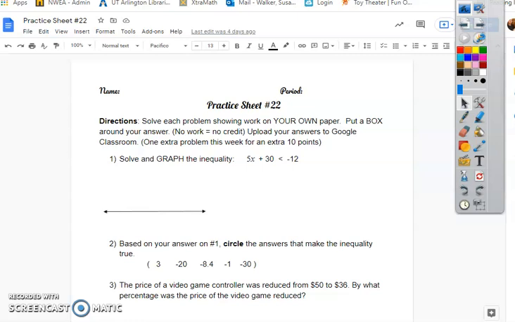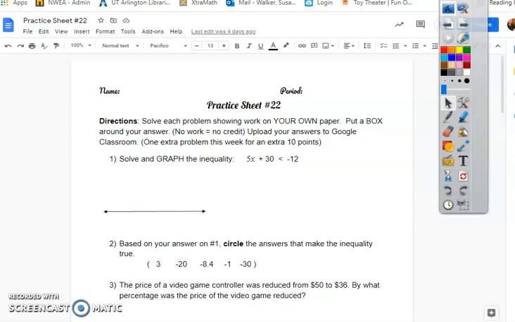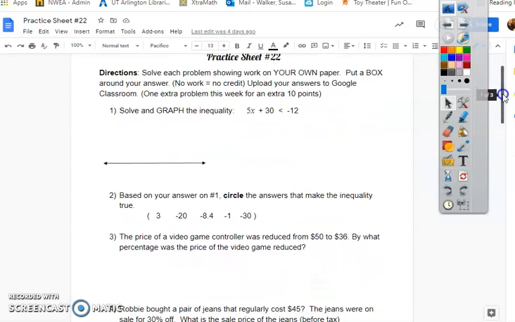Everyone, we are going to work on practice sheet 22. So we're going to look at number 1. Hopefully we're at a place where we can do these alone. Now, what I do want to focus on is this symbol here, okay? Sometimes we flip it. We flip it if we're multiplying or dividing through by a negative.